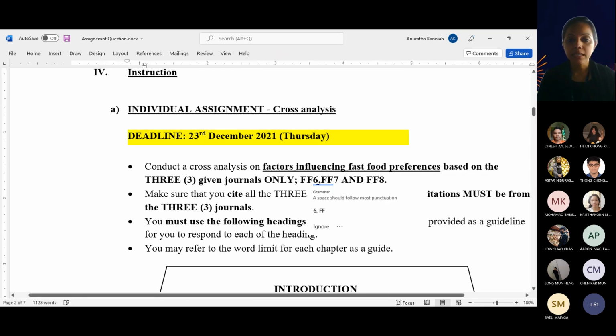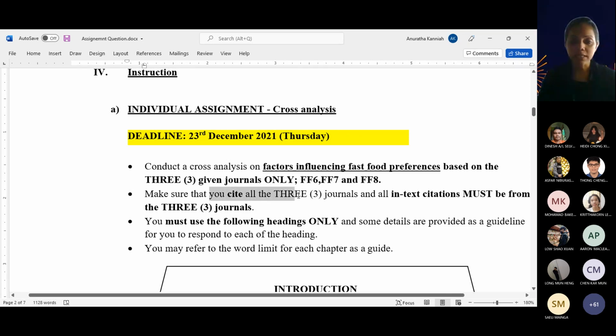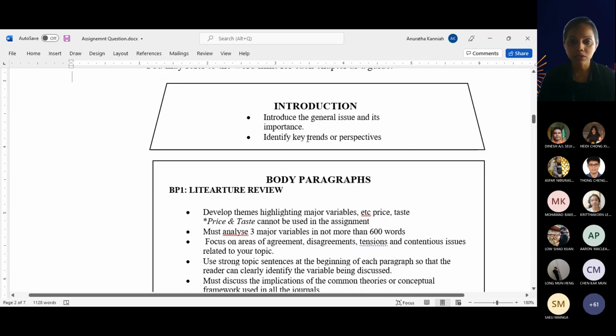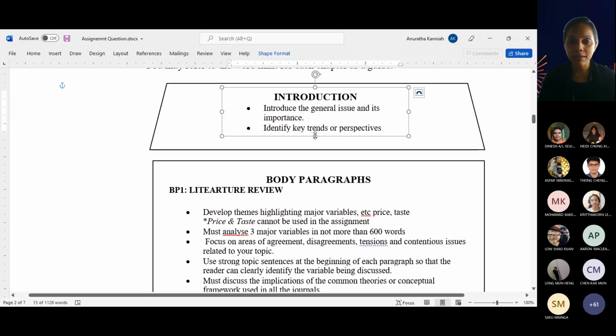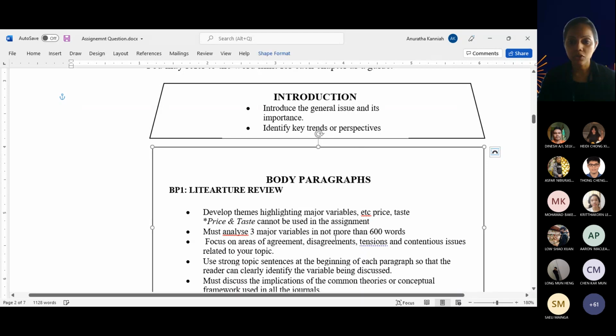You'll be given 3 journals, FF6, FF7, and FF8. You only have to use these 3 journals, so towards the end, when you do your citation, you only cite these 3 journals, okay? You start off with the introduction. We did this practice in tutorial, remember? The first line should be the aim. Remember, I showed you that, guys. Can I get some reply? Yes, miss. Now the body paragraph is what we are working on in our tutorial now. So your body paragraphs, all right?